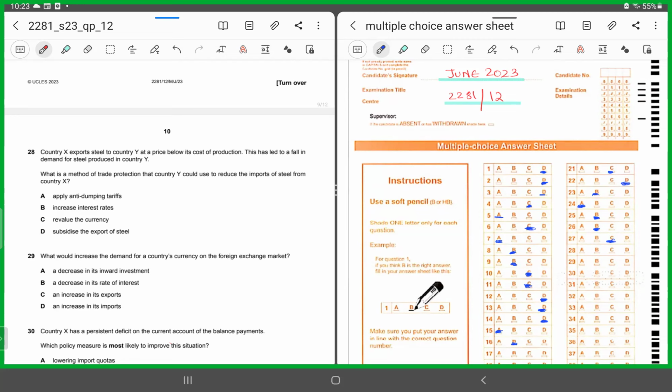So all the government of the other country can do is apply anti-dumping tariffs to prevent the other country from doing it. The other three options, which they've all mentioned, is subsidizing the export of steel, revaluing the currency, and increasing the interest rates, will not be a counteraction towards preventing the country-wise action, right? So it has to be A. 28 has to be A.